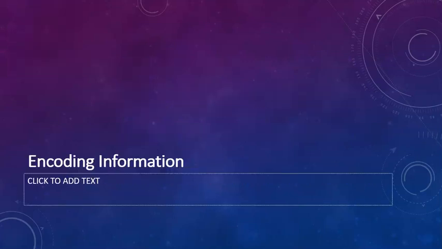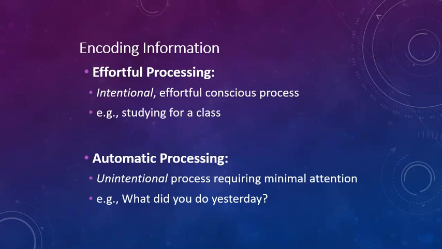This is essentially forming the memories and getting memories into the brain. Encoding information has two different processes. There's effortful processing, which is intentional encoding of information. This is using a conscious process, like when you're studying for a class. You're putting in effort to encode information so that you can remember it later.